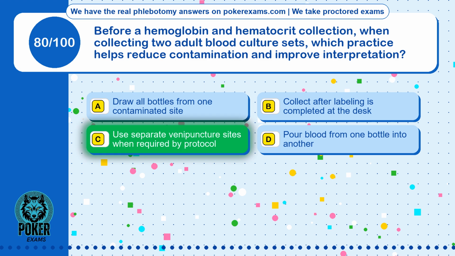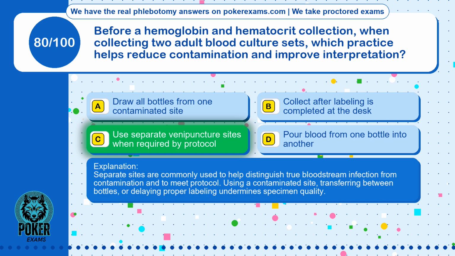The correct answer is option C. Use separate venipuncture sites when required by protocol. Separate sites are commonly used to help distinguish true bloodstream infection from contamination and to meet protocol. Using a contaminated site, transferring between bottles, or delaying proper labeling undermines specimen quality.